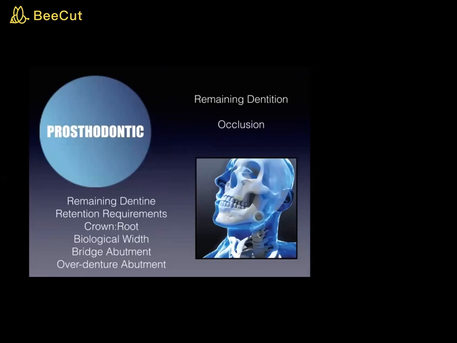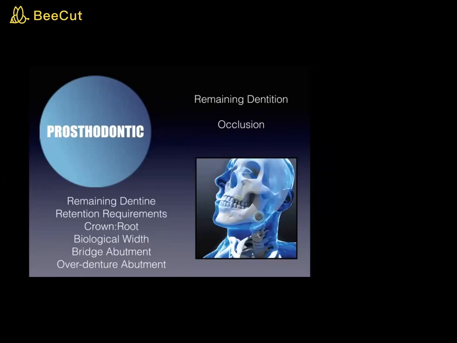As I said, when you're assessing the outcome, have a look and think, right, is there anything in the occlusion that could potentially be causing A, the problem, or B, is going to affect the outcome? If you look at the bottom left-hand corner, look at the remaining dentine. When you look at the particular tooth, you'll consider the remaining dentine. You're normally going to put a crown on this tooth, so look at the retention requirements. Check the crown-root ratio on the radiograph. Check the biological width.